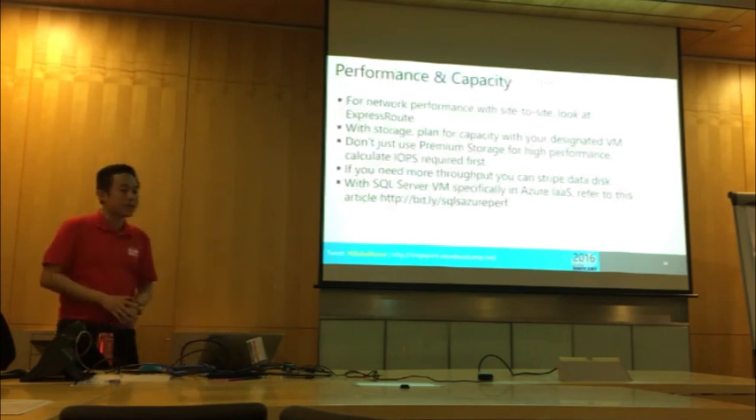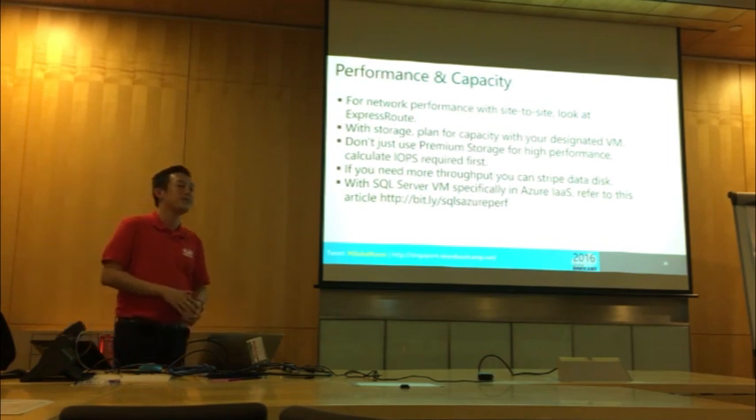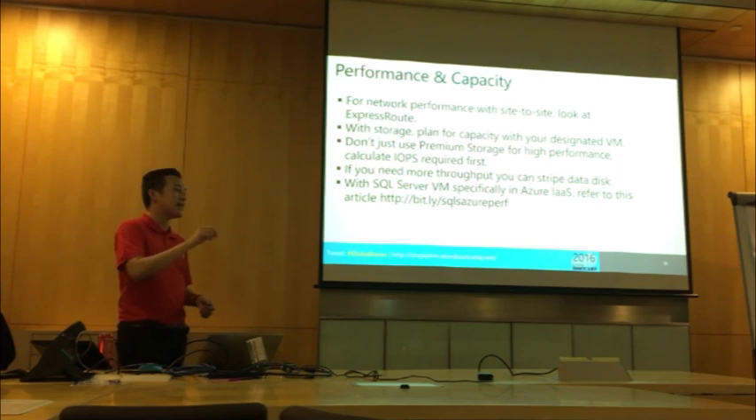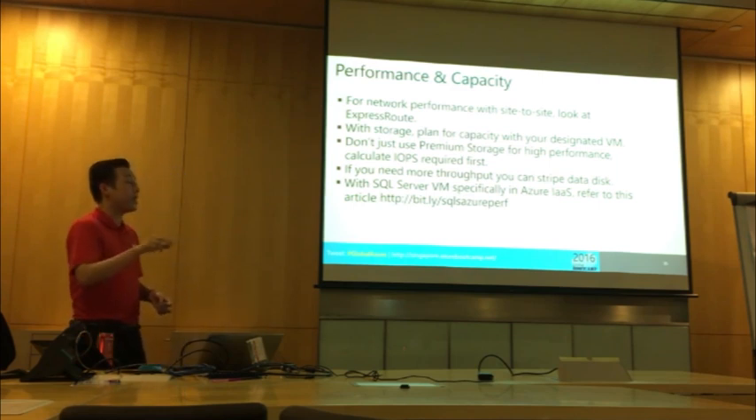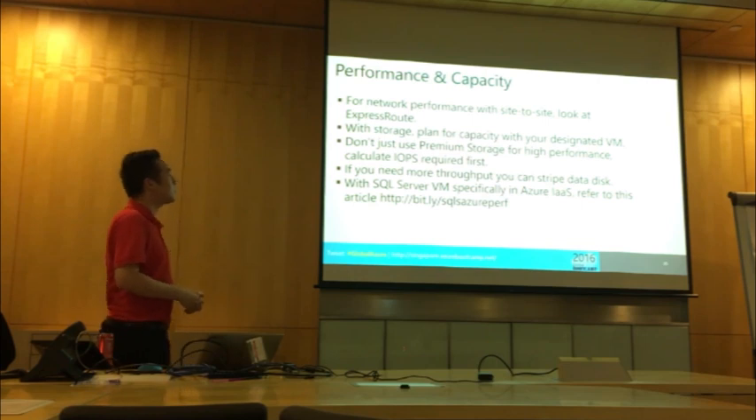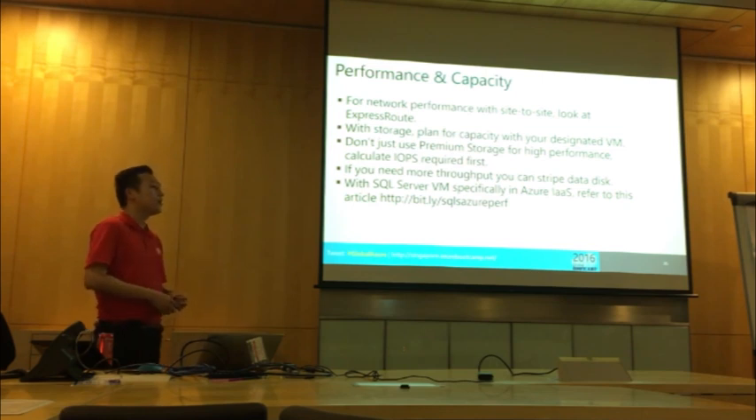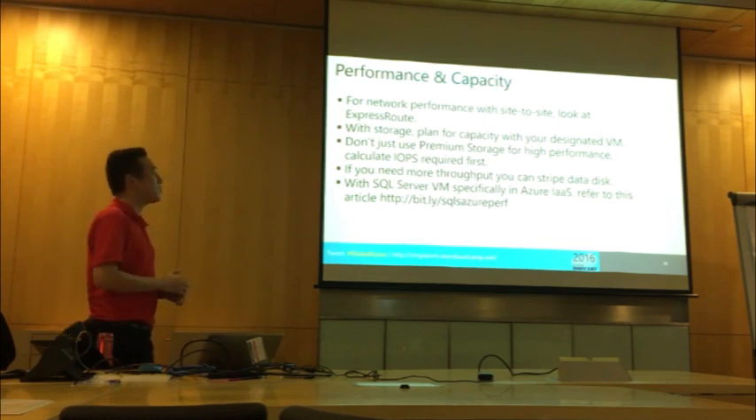For performance and capacity of the network, you can use ExpressRoute to establish a private connection from your on-premises to the nearest Azure data center. For storage, plan for capacity with your designated VM and look at the number of data disks and the maximum IOPS that your storage supports. If you need more throughput, you can stripe data disks, combining multiple data disks into a single volume.